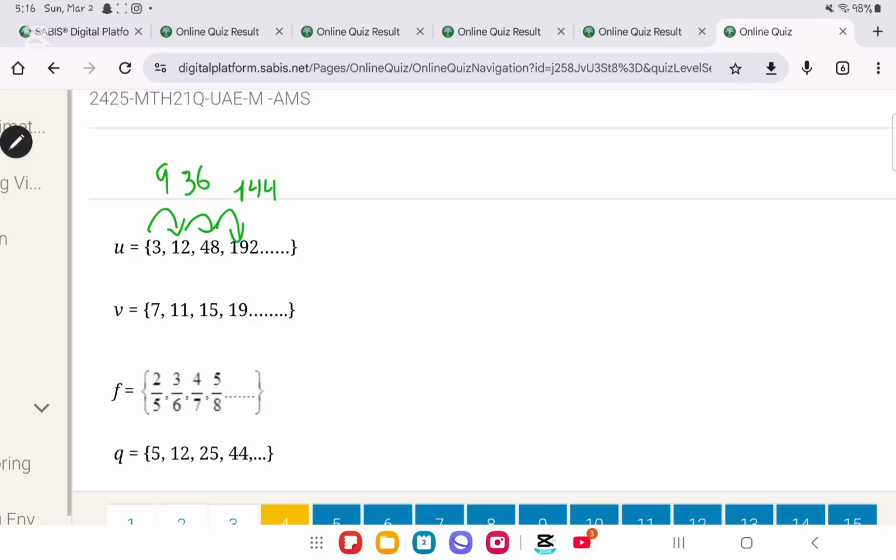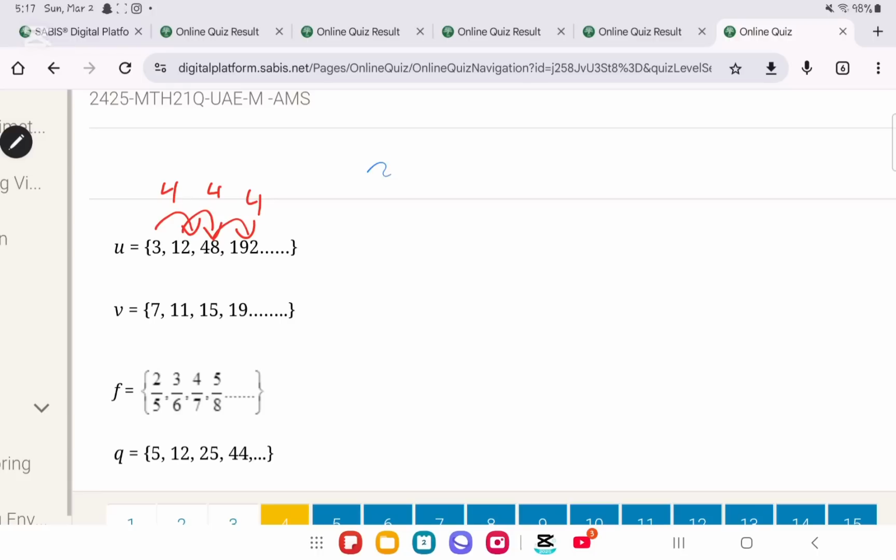So as you can see, it's not a constant. And since it's not a constant, we have to continue. You could do it this way. Or another way is you could try the division. All right, in that you're going to do 12 divided by 3, you're going to get 4. 48 divided by 12, you're also going to get 4. 192 divided by 48, you're going to get 4. So as you can see, every time we are multiplying it by 4. So this is a geometric sequence.